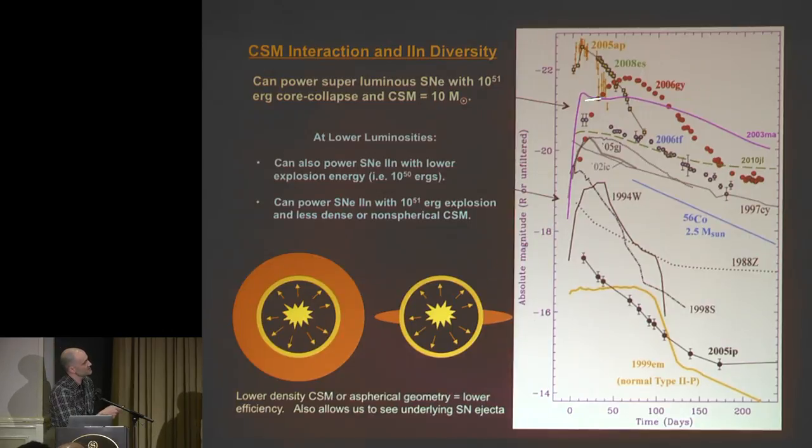To get the bigger ones, the higher luminosity ones, you either need a spherical shell with a lot of mass or you need a more energetic explosion. But you don't necessarily need that. You don't necessarily need more energy from the supernova itself. You can explain it with the diversity of CSM.